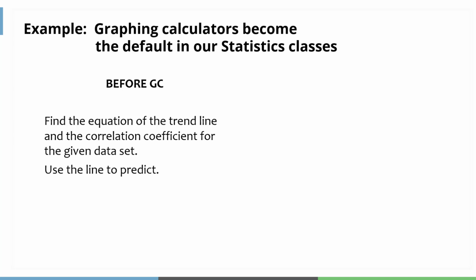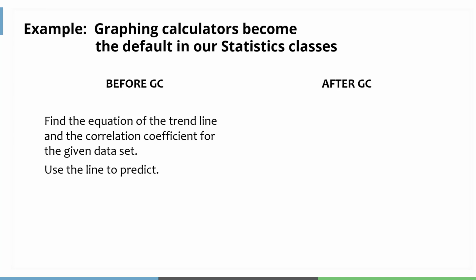And then we would do things like use the line to predict, and we still do that. That tested a little bit more because it got into being able to use what you get from the technology, and not so much just can you get a certain function or equation or solution. So that kind of question we were able to continue to use. But finding the equation and the correlation coefficient, that's not much of a test when they have technology.